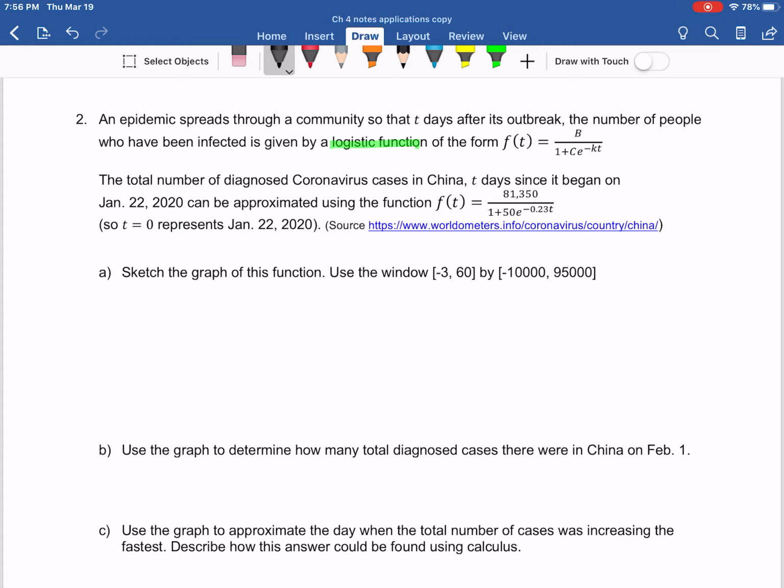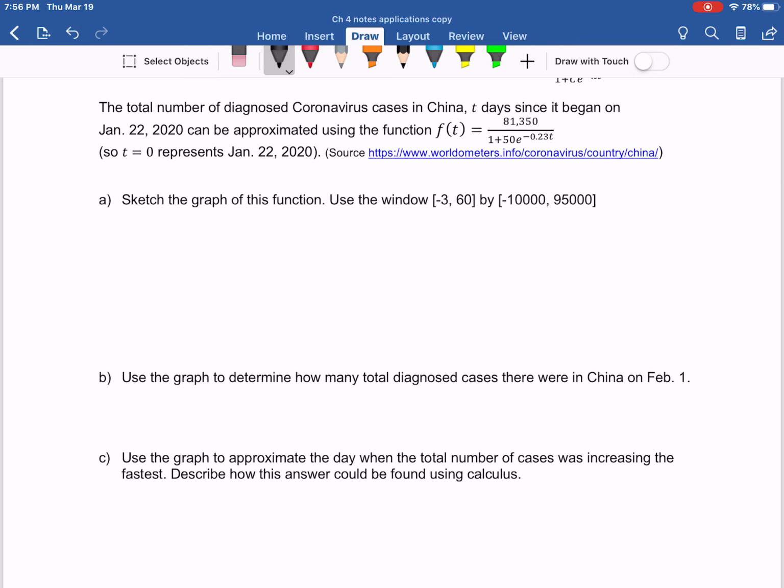The total number of diagnosed coronavirus cases in China, T days after it began on January 22nd, approximately 2020, can be found using this function where the values are filled in for us. This data came from the source listed there on your paper, and the data was plotted and a logistic function regression curve was fit to that data, and that is the equation that we got. Sketch the graph of this function, use the window specified here.